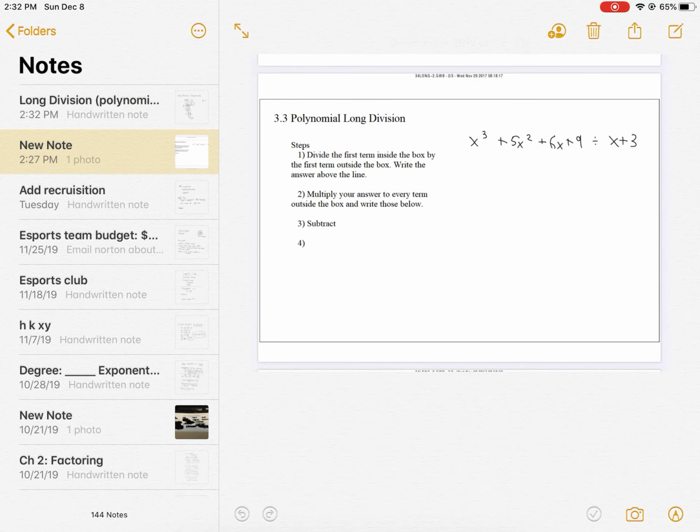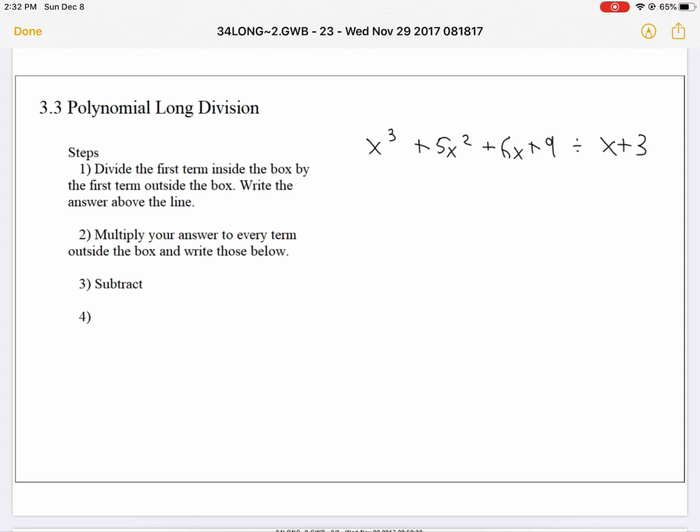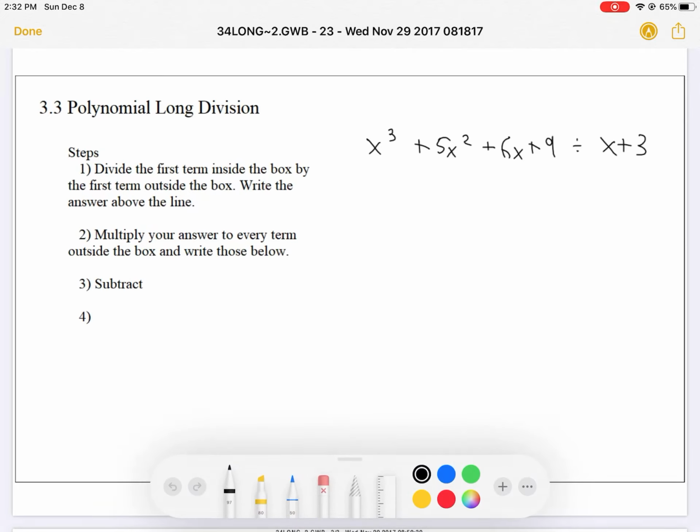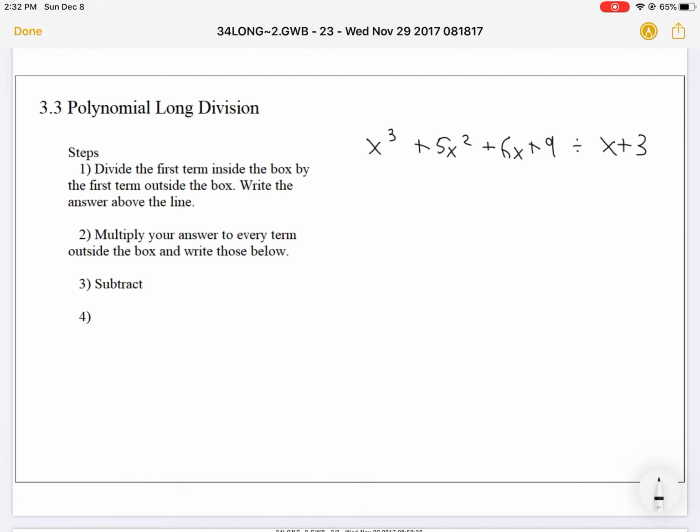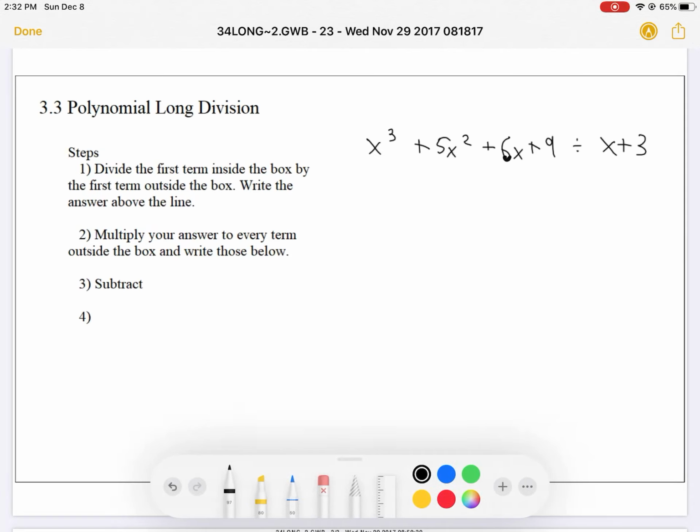Now, hopefully that made some sense or was a little bit of a refresher, but if not, that's fine as well, because I've written out some steps here for polynomial long division, so it's not a big deal. What we're going to do is go through this example here of x to the third plus 5x squared plus 6x plus 9 divided by x plus 3. Let's see if I can make this line thinner.